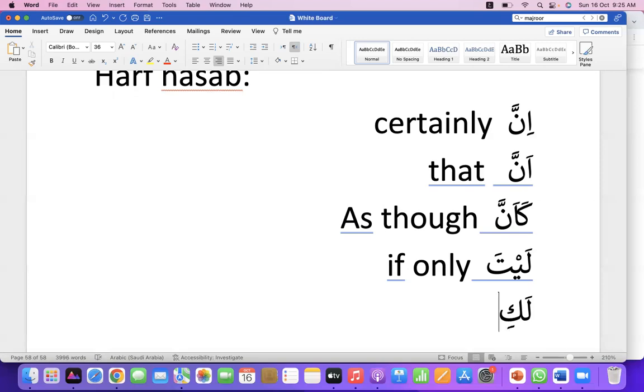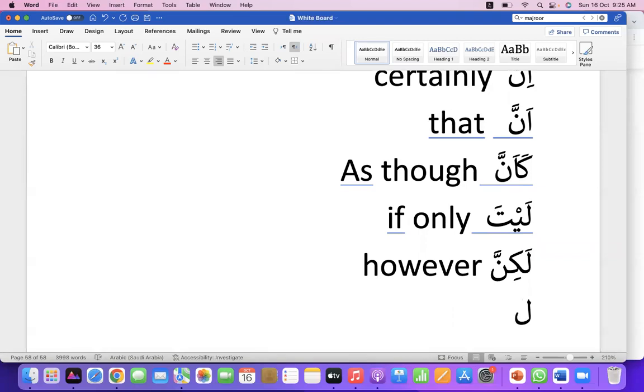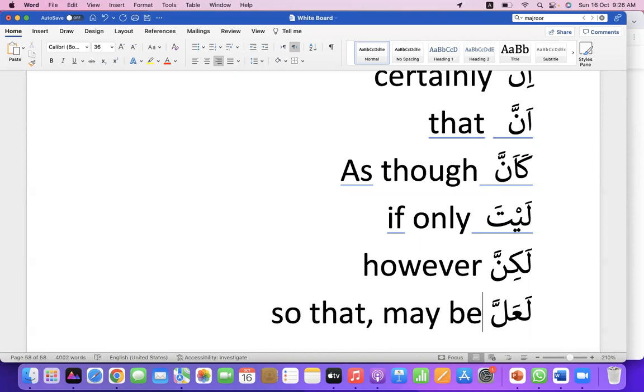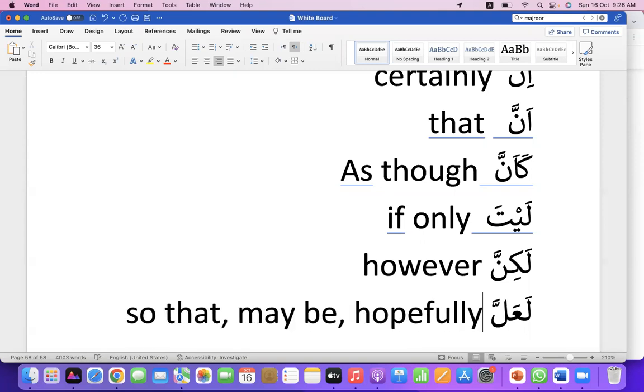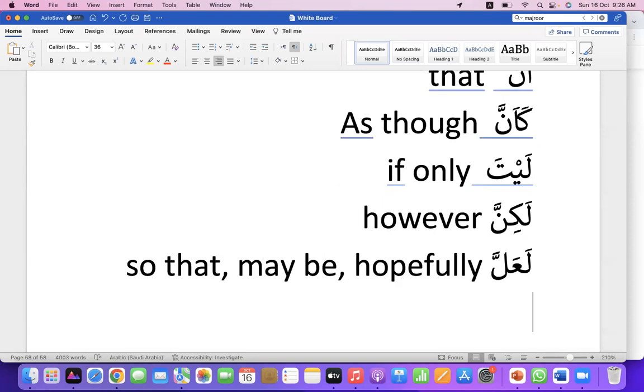Lakinna, you might also have seen. Lakinna means however, or sometimes they will translate it as but. Then you have la'alla. These you have to memorize, like the harf-e-jar. La'alla has many meanings. One meaning is so that; sometimes maybe, sometimes hopefully, based on the context.